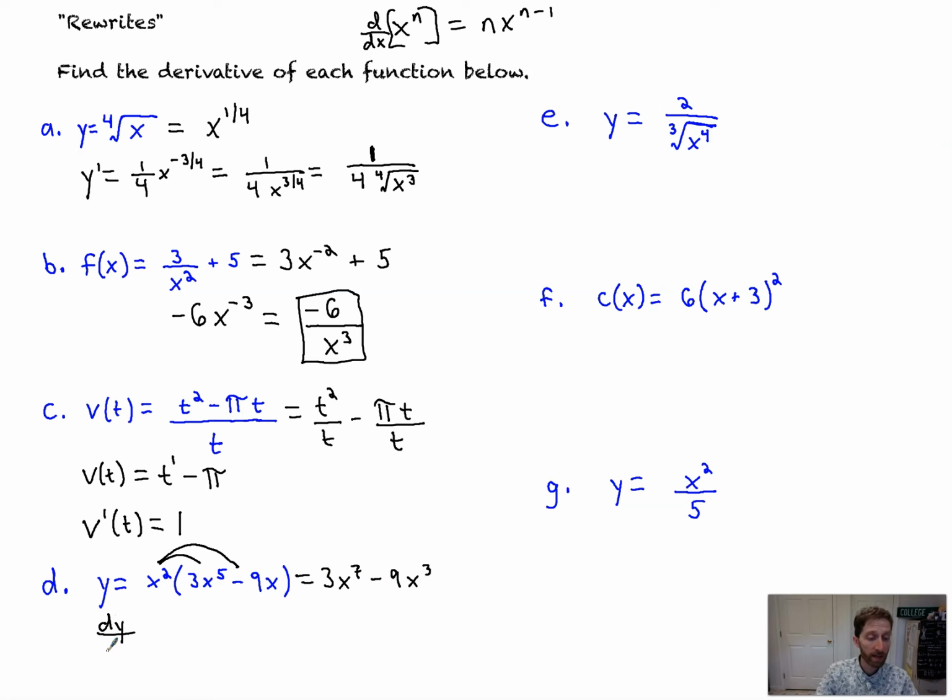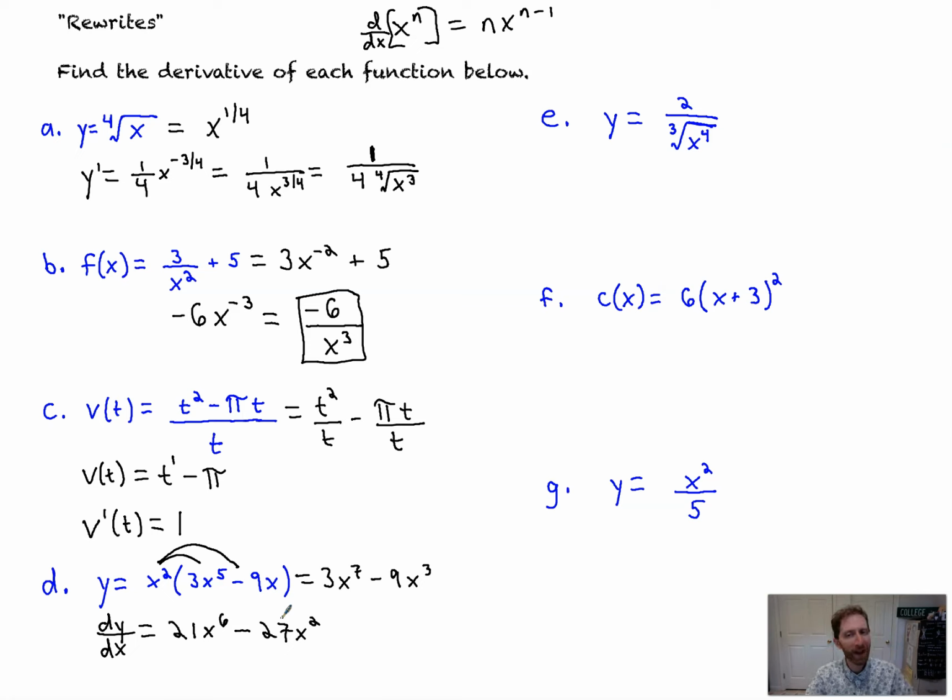I'll find dy dx. So we use the power rule. So that's going to be 7 times 3 is 21. X to the 7 minus 1, which is x to the 6th. Beautiful. Minus 3 times 9 is 27. Power rule again. X to the 3 minus 1 is 2. Sweet. Give yourself a little fist pump, maybe a double one.